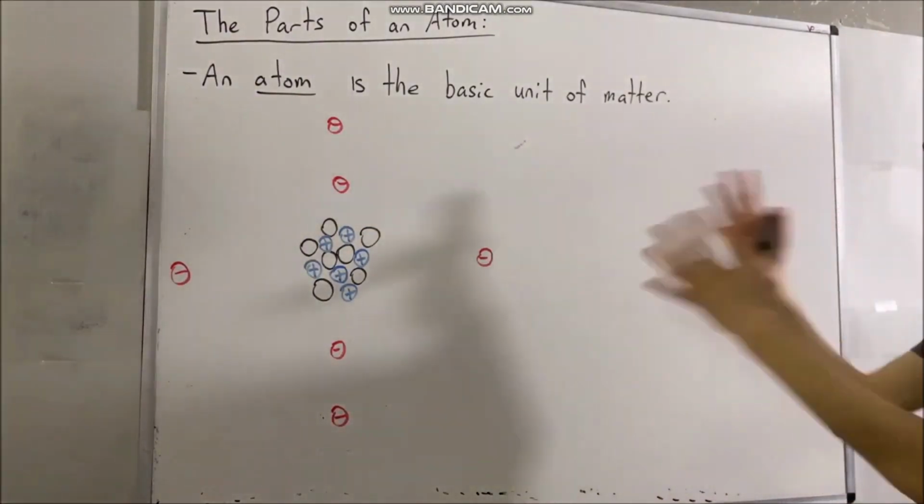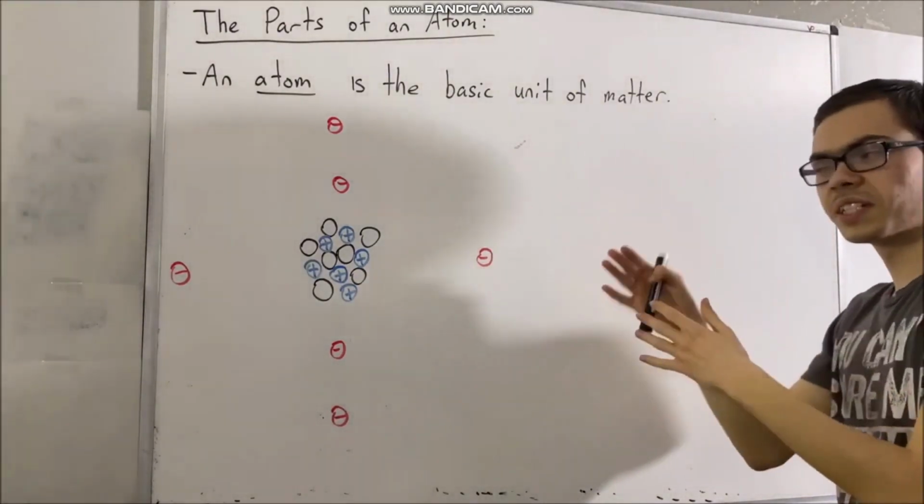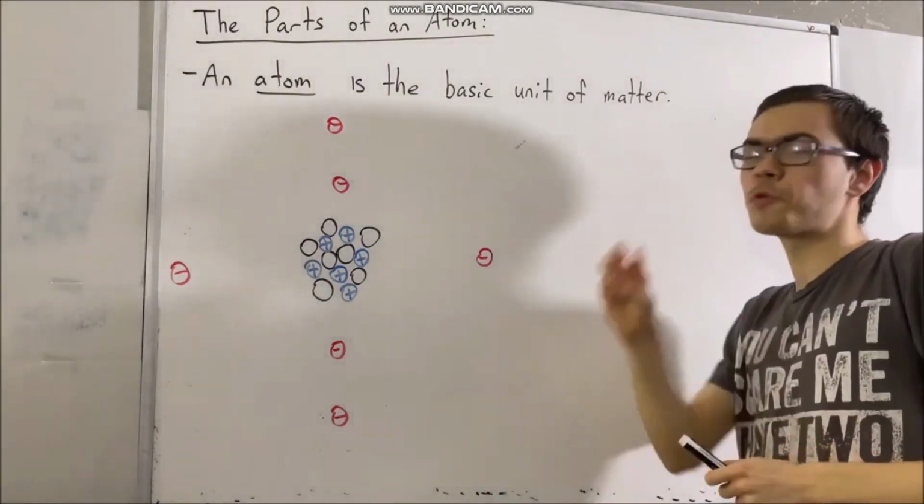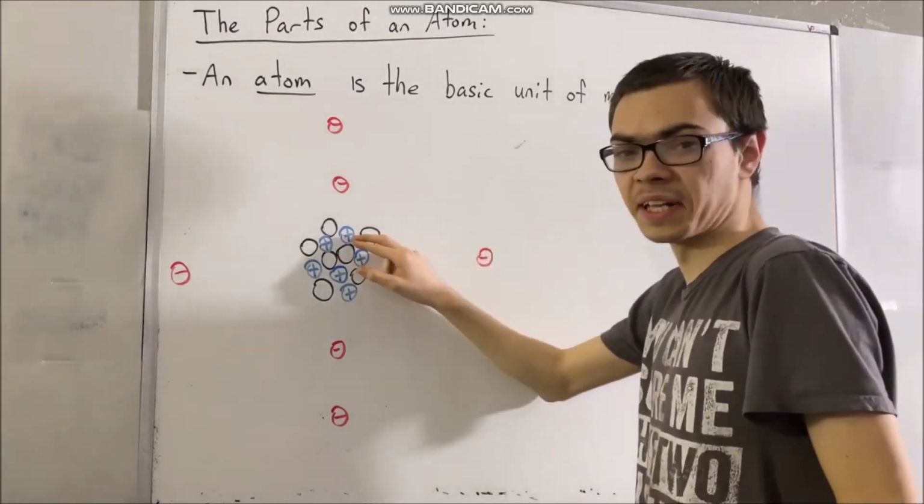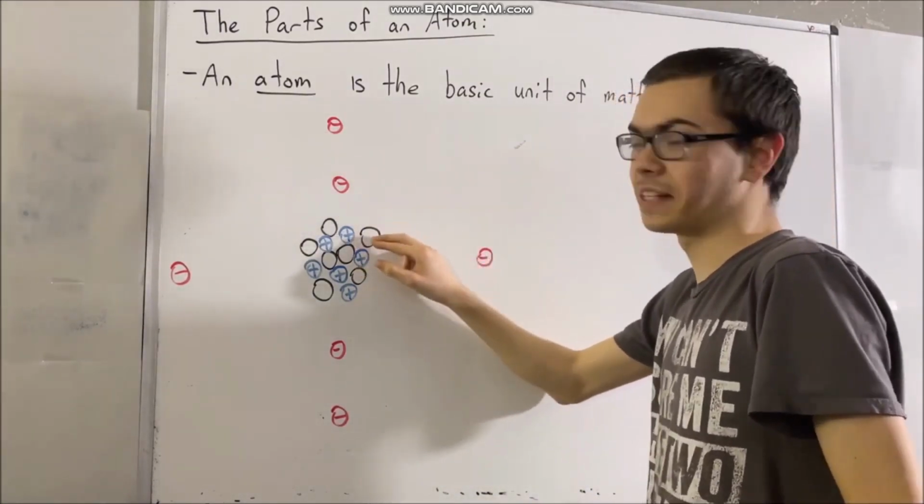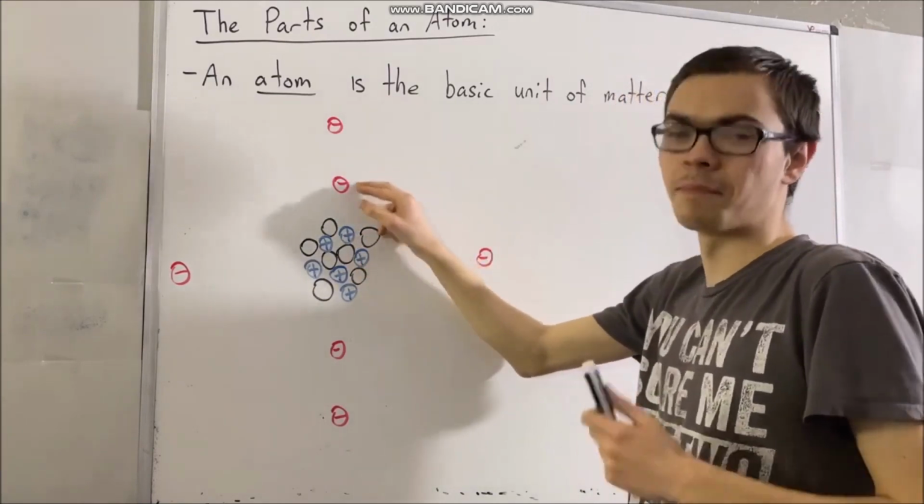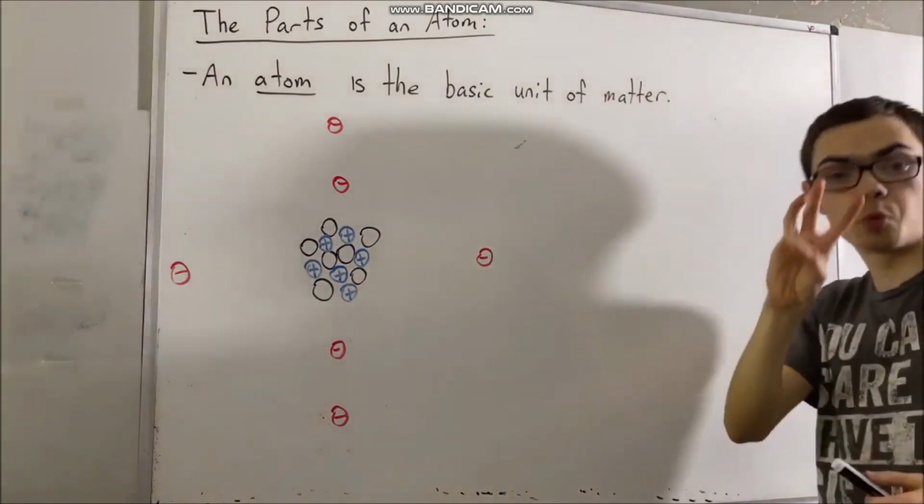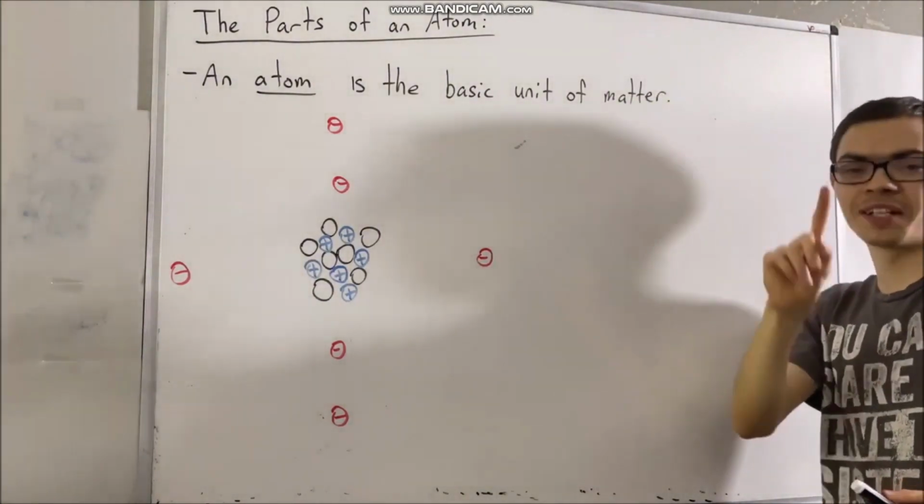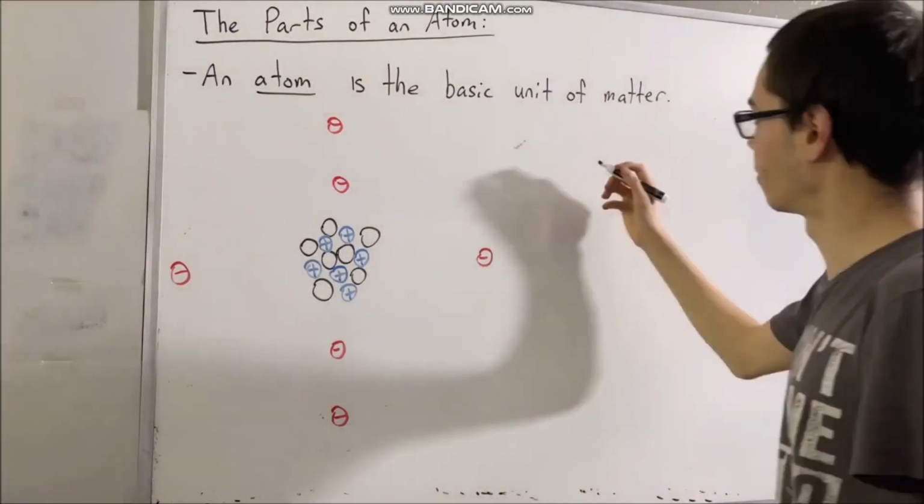Okay, so then what's going on here? Well, notice, in this drawing, we basically have three types of circles. Ones which have plus signs in them, ones which have nothing in them, and ones which have minus signs in them. It turns out, atoms consist of three particles: protons, neutrons, and electrons.